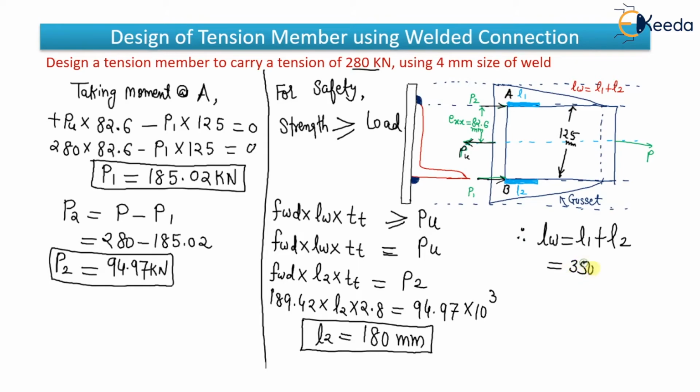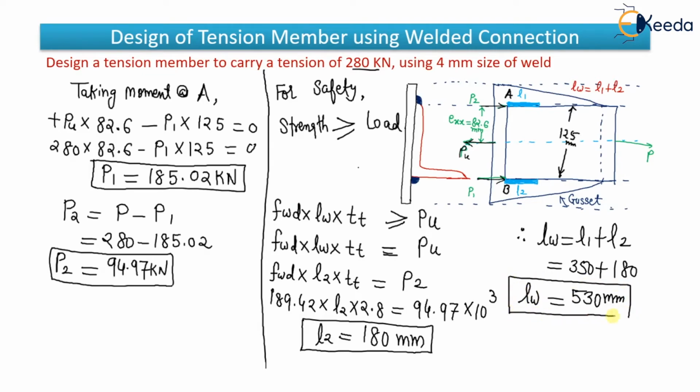It is 350 plus how much is the value of L2? It is 180. Okay. So the total you can easily find out. You just have to add this. How much will be the value? So it will be 530 mm, and this is my total length of weld.